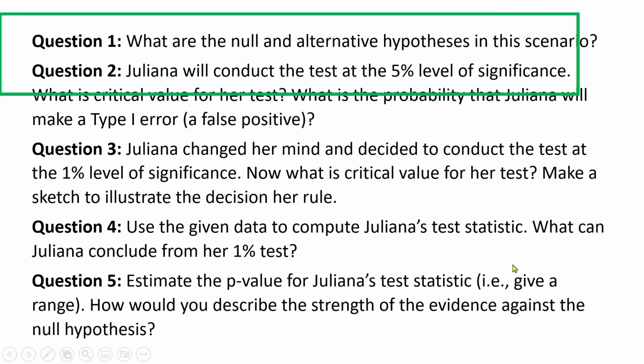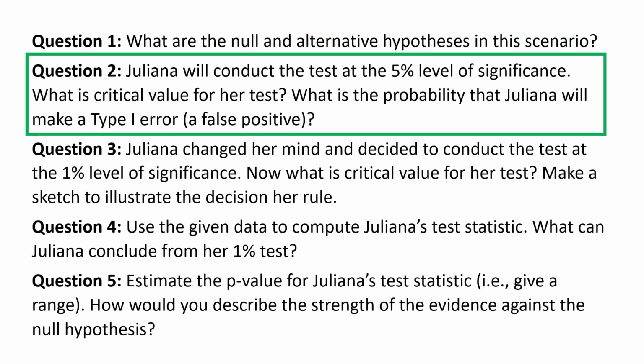Second question. Juliana will conduct the test at the 5% level of significance. And so we need to find the critical value for her test. And also we want to ask ourselves, what is the probability that Juliana will make a type 1 error, or in other words, a false positive?